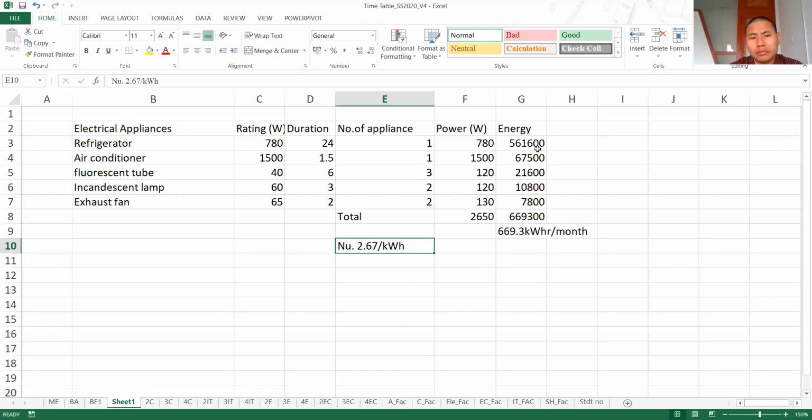Now, these ratings are as per the specification given on the appliances, but in a real case, it may not consume this much energy. For example, for a refrigerator, if it's rated 780 watt, while it is in operation, it may not consume this much. This is the maximum energy that it can consume. This is how the ratings are given.